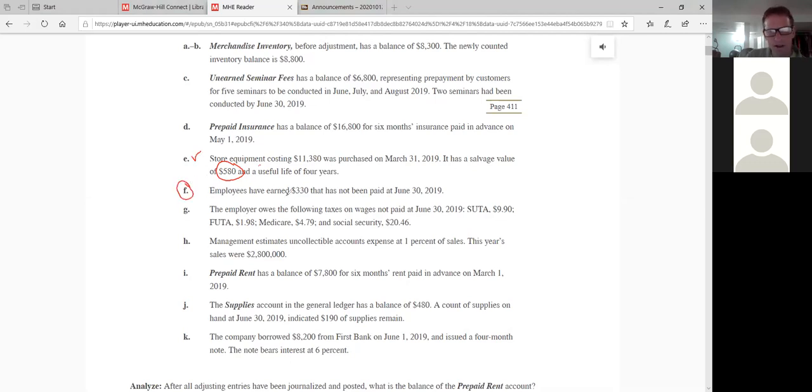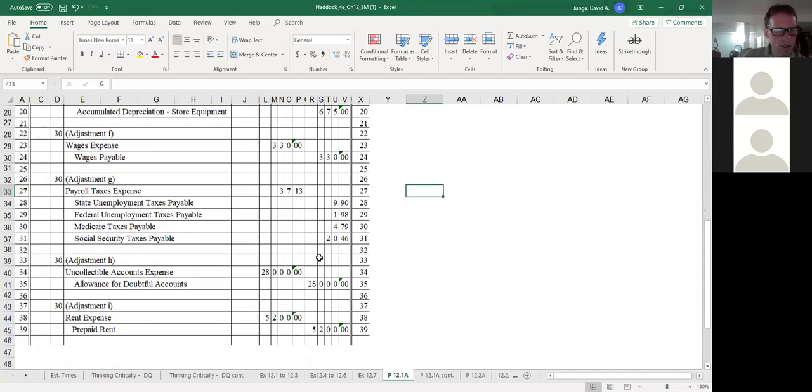Let's do letter F. Letter F says employees have earned $330, but have not been paid at June 30th. So what this one's going to be called, that's an accrued expense. That means that we owe $330. Okay, so we have to book an entry, and this one's an easy one, so I'll just bring this up. That entry would look just like this.